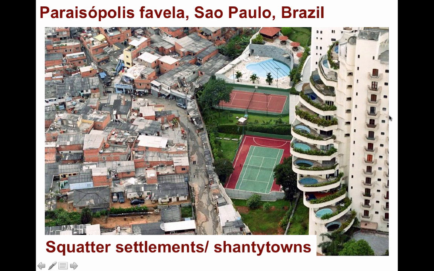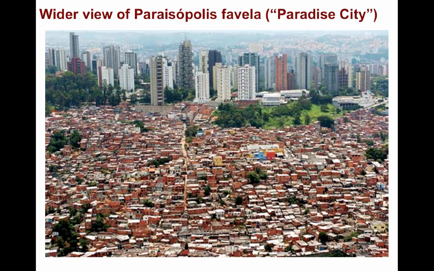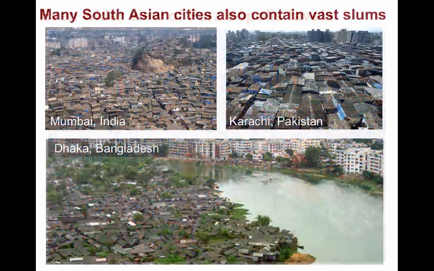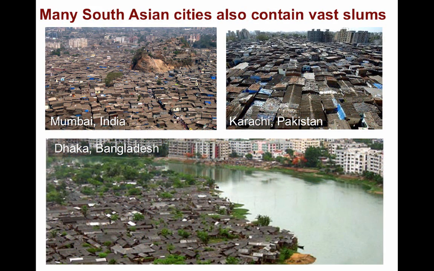Just look at the quality of the living conditions and amenities to the right, and just over the fence you see the squalid conditions of the majority. Here you see a wider view of the favelas that surround the wealthier central city area. And this image shows an even wider view. Of course, shantytowns are by no means confined to the Latin American cities. Just look at the vast slums around many South Asian cities, such as Mumbai, Karachi, and Dhaka.